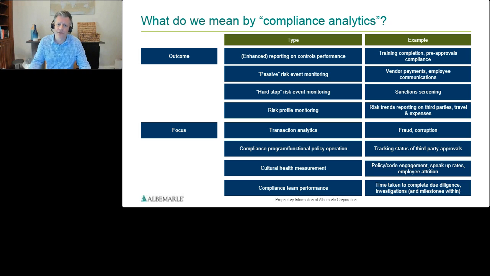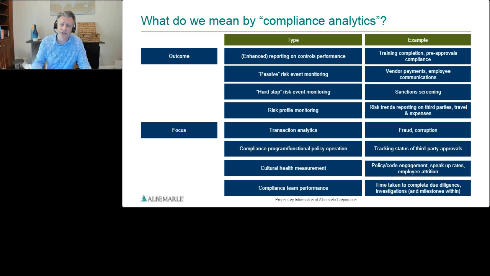The other lens through which you look at compliance analytics, or at least I do, is the focus. For sure, a lot of the analytics done by compliance service providers and vendors focus on transaction analytics, whether it be travel and expenses or vendors. But internally, there are also other case studies or scenarios where you may want to run analytics, where you just want to keep an eye on how your management of your third parties, for example, is doing. We've got an example of a dashboard there.